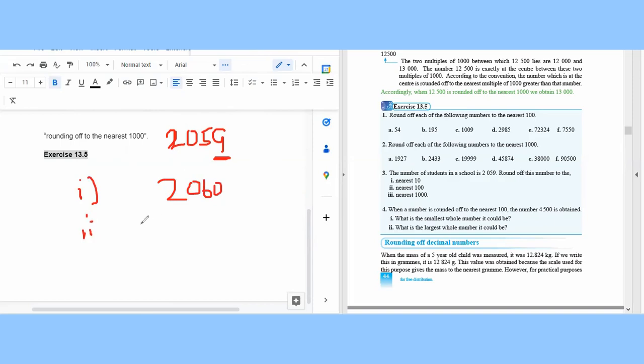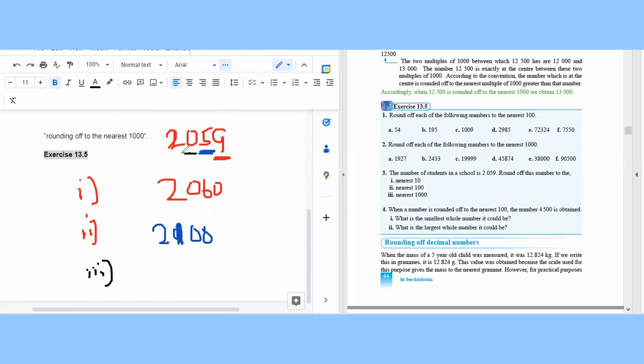The next question, round to the nearest 100. So 100 means you look at the tens column. So the tens digit is 5 or more, you round up. So when you round up, you'll be getting the next multiple of 100, which is 2100. Next, you round it to the nearest 1000.